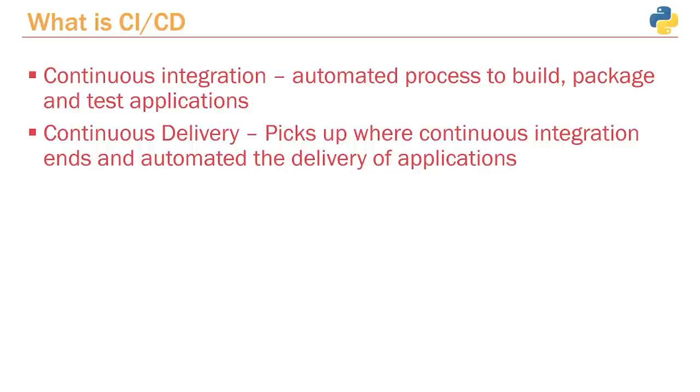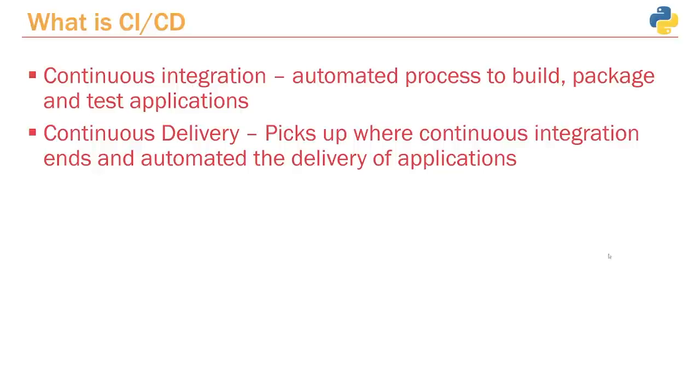I've got the generic definition of CI/CD, and it's probably not a very good definition. I was thinking about just leaving out the slide because it doesn't really provide much, but I figured I'd just add it just in case. So CI/CD stands for continuous integration and continuous delivery. Continuous integration is the automated process to build, package, and test your application. And then continuous delivery picks up where your continuous integration ends and automates the whole delivery of the application. So continuous delivery is responsible for actually pushing out those changes to your production network. Those two things make up our CI/CD pipeline.